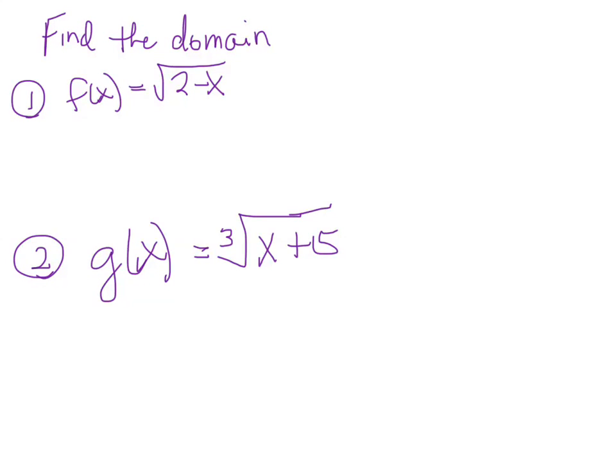We're asked to find the domain, first of f of x equals the square root of 2 minus x, and then second g of x, which equals the cube root of x plus 5. We'll say that's a 5.